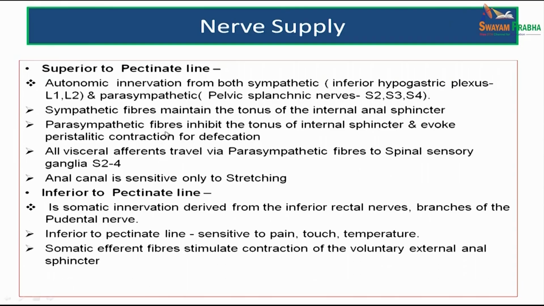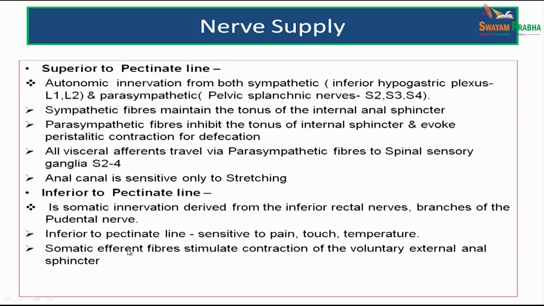As I have already mentioned, sympathetic fibers will maintain the tone of the internal anal sphincter and parasympathetic fibers will inhibit the tone of the internal sphincter and hence evoke peristaltic contraction for defecation. All visceral afferents will travel through parasympathetic fibers to spinal sensory ganglia of S2 to S4. Please remember, anal canal is sensitive only to stretching.